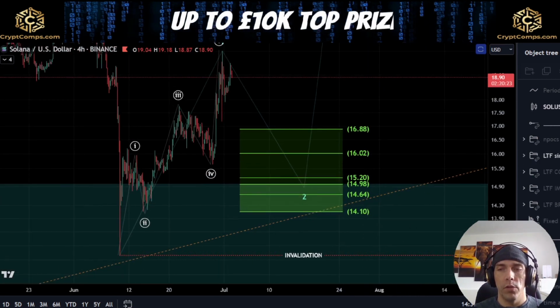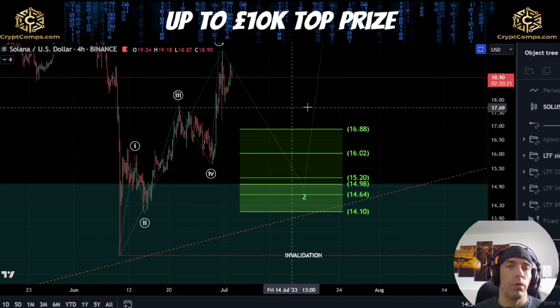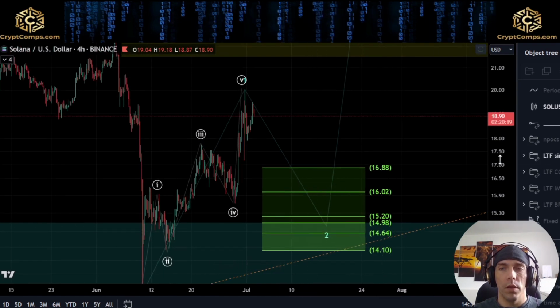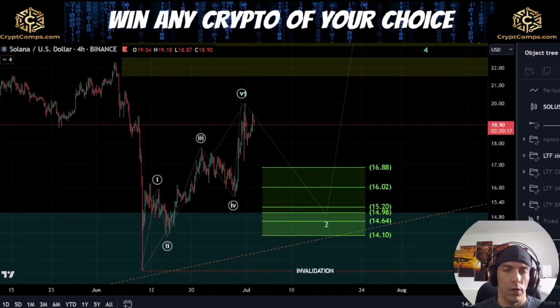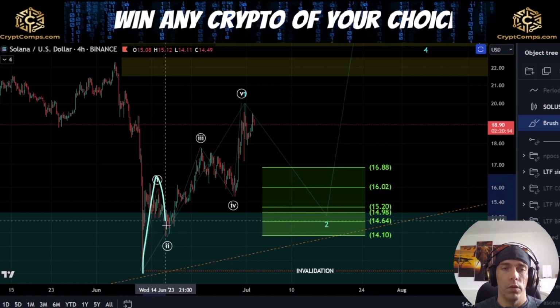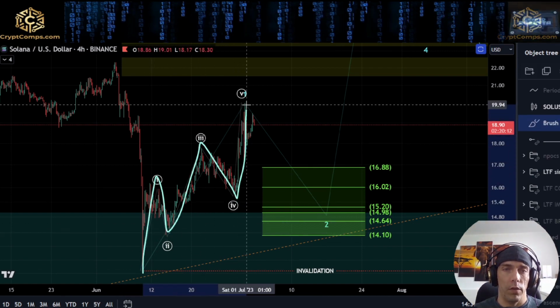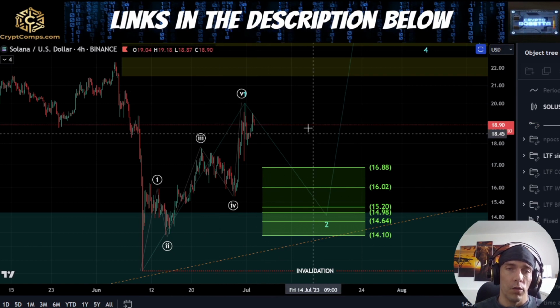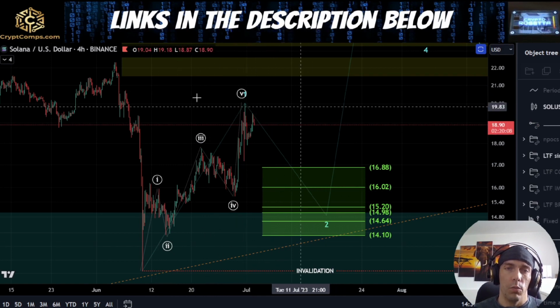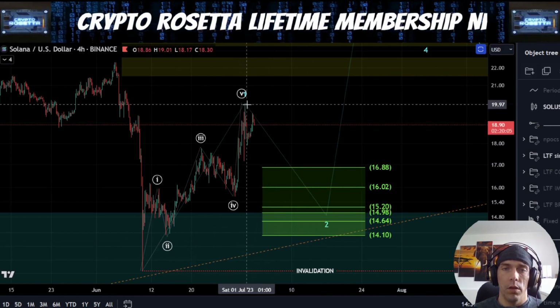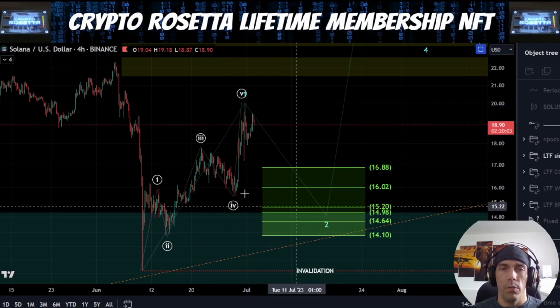Now, invalidation of continuation here would come by crossing this 12.82 level. And what we'd be looking for within this count is treating this as an expanding diagonal, where this is 1, 2, 3, 4, and then this is a fifth wave to the upside. So if this is the case and we're looking at this move in this way, what we'd then be looking for would be a 3-wave move to the downside.